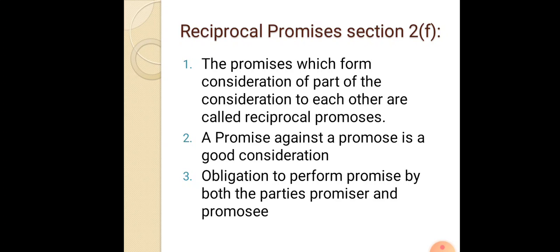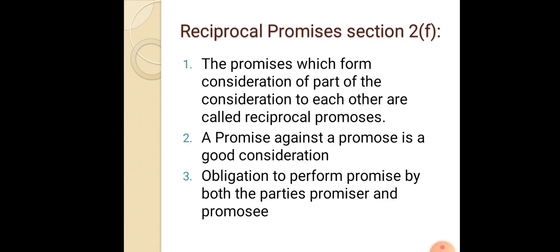When there are reciprocal promises, it is obligatory for each party to perform his promise and also accept the performance of the other party's promise. Here each party is promiser as well as promisee. So in this case, A and B are promisers and promisees also.